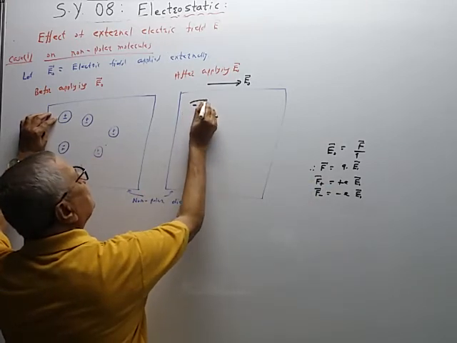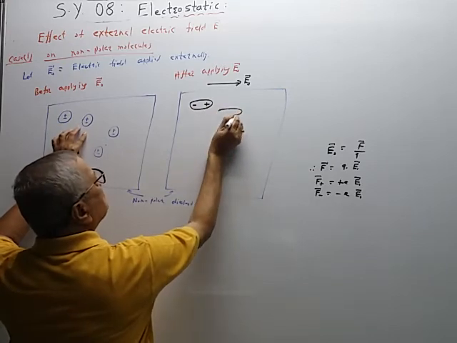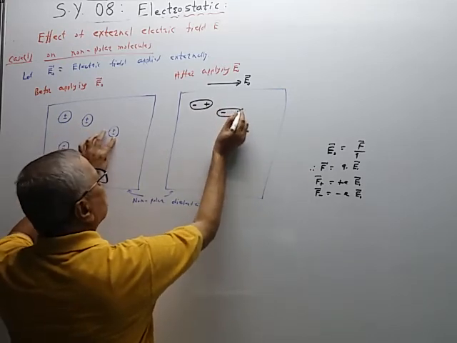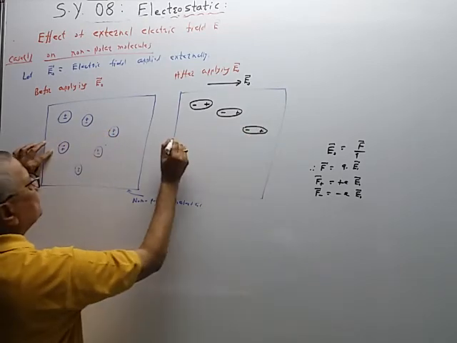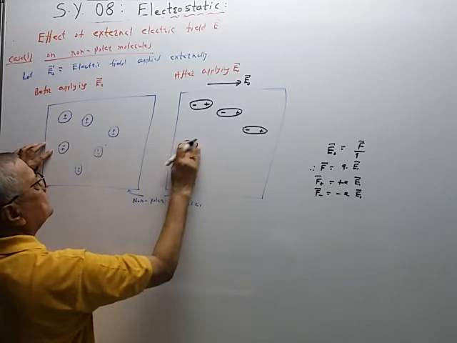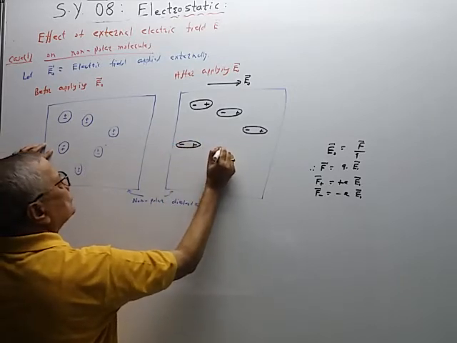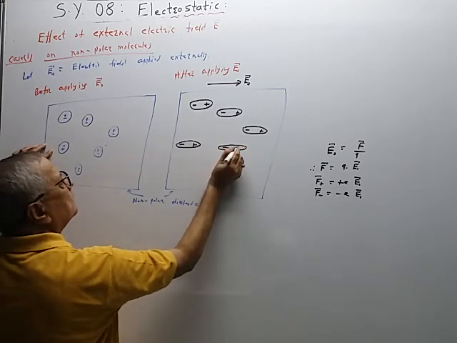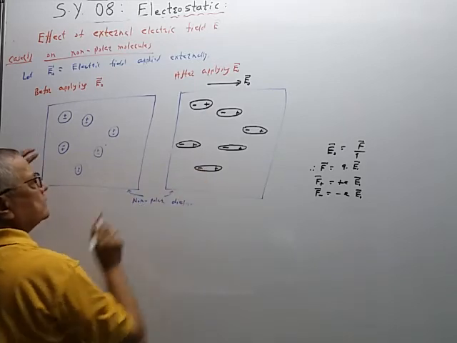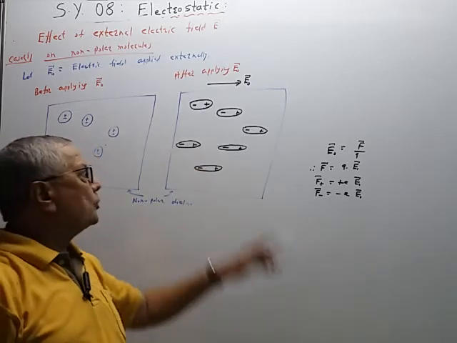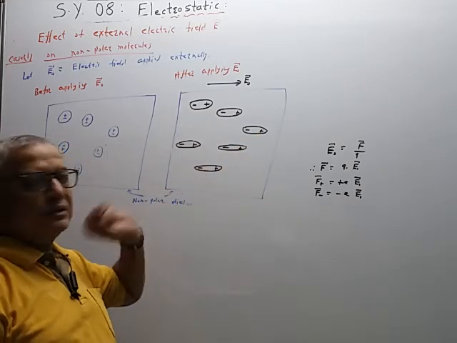So the molecule gets elongated like this. This molecule will also get elongated like this. This will also get elongated, this will also be elongated, and this is also elongated. So this separation of the negative and positive charges will take place like this. So now P1 is not 0, P2 is not 0, P3 is not 0, P4 is not 0, P5 is not 0, P6 is not 0.